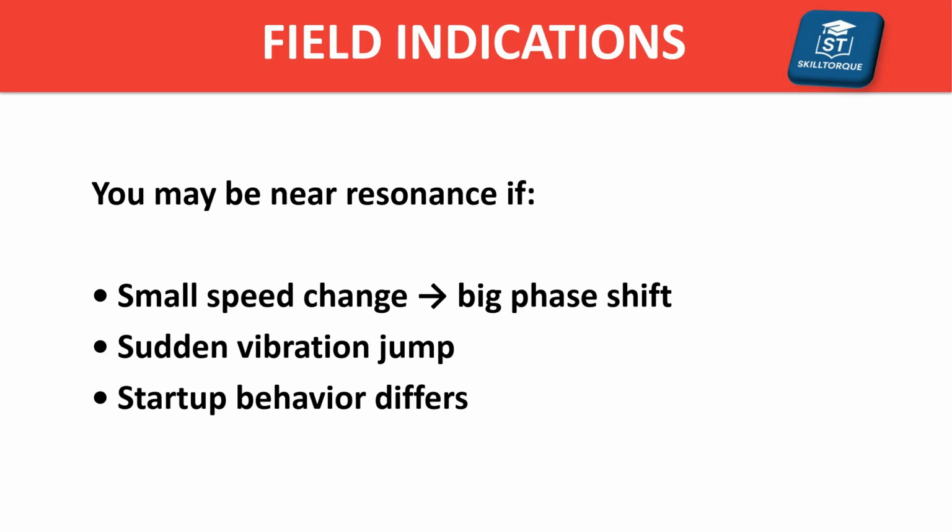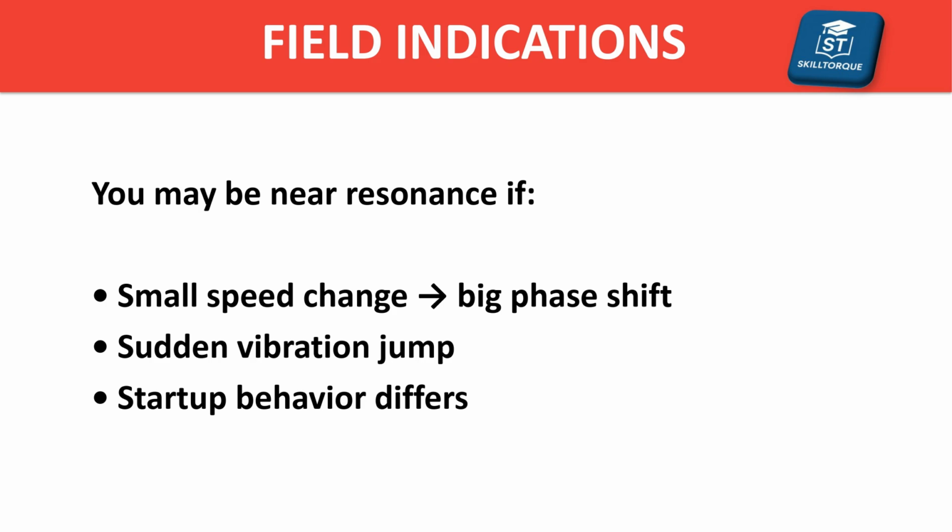Now let's say we are near the resonance condition. So what will happen? Remember, phase will change very significantly even with a very small change in the frequency, or you can say the speed, right? Second, vibration will suddenly jump. And third, the machine behaves very differently during coast up, coast down or near the steady speed. So these are the kinds of symptoms whenever your machine is behaving in such a way. That means there is something related to resonance. You are somewhere near the resonance speed of that particular machine or structure.